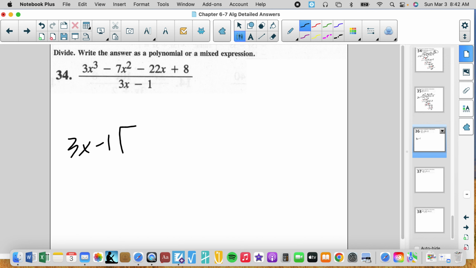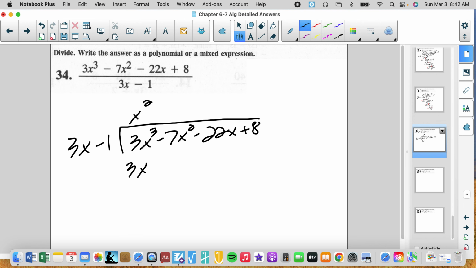3x minus 1, 3x cubed minus 7x squared minus 22x plus 8. So at this point, you're not listening to the directions. You already know it. You're here just to see if you got the right answer or where your mistake was. You're looking at your work compared to my work, and you're finding your mistake. So that is x squared becomes 3x cubed minus x squared. Let's change those signs. That's negative 6x squared minus 22x plus 8.